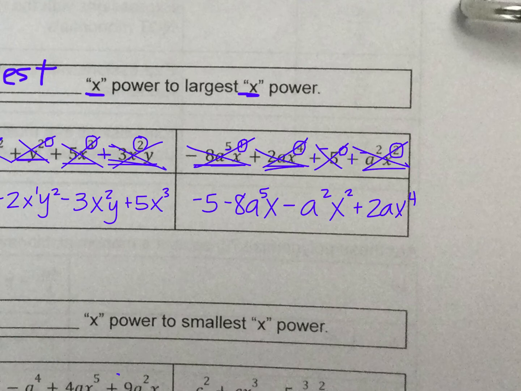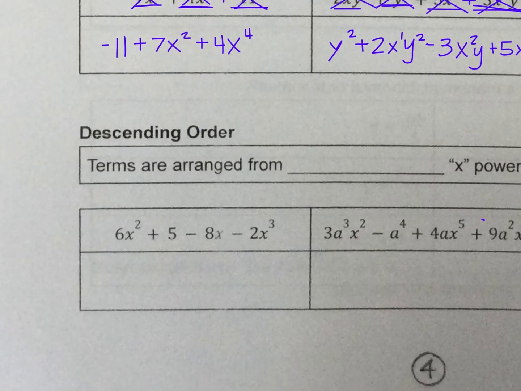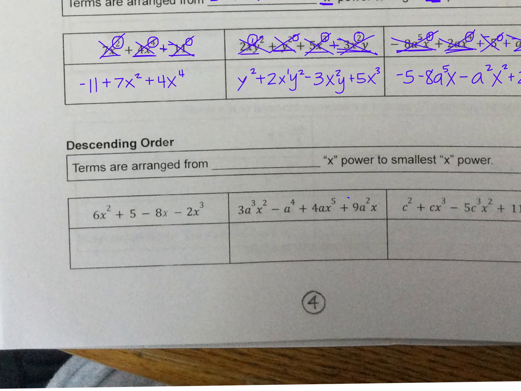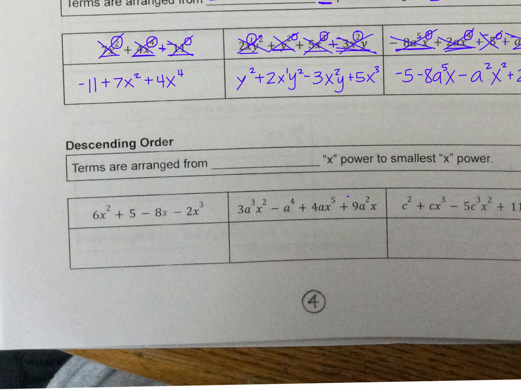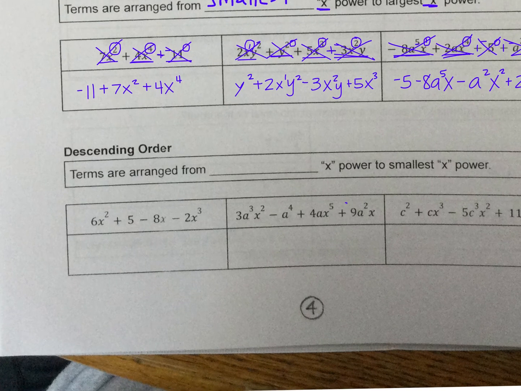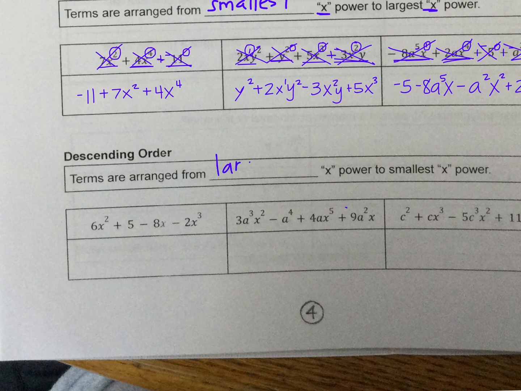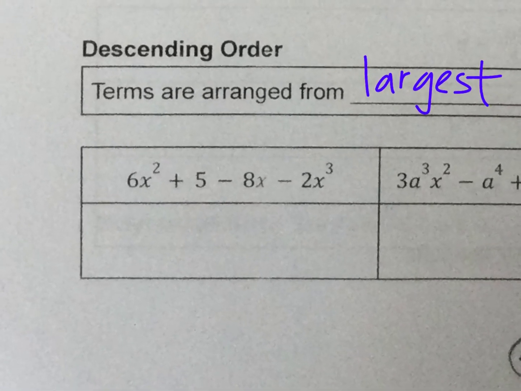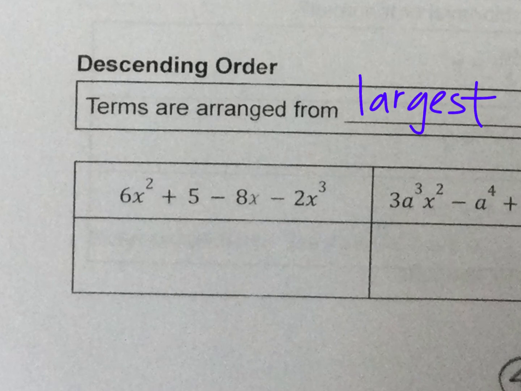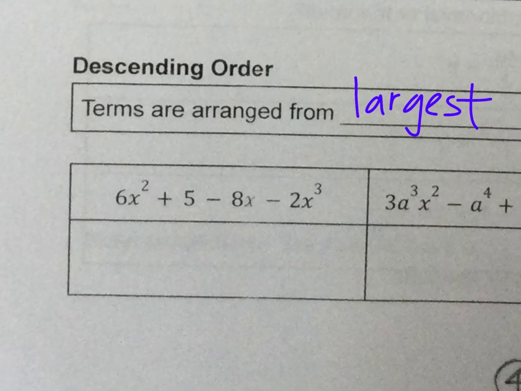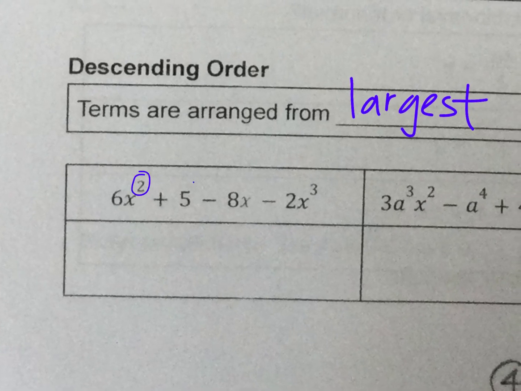Now we're going to do the same thing that we just did, except this time we're going to start with our biggest or our largest number and go to the smallest. So step 1, we need to identify what the x's are. So I have a 2, I have a 0, I have a 1, and a 3.